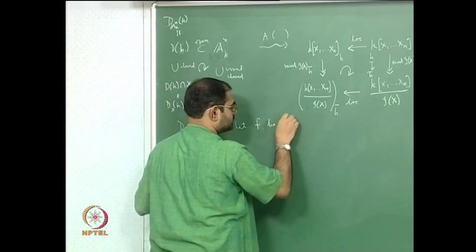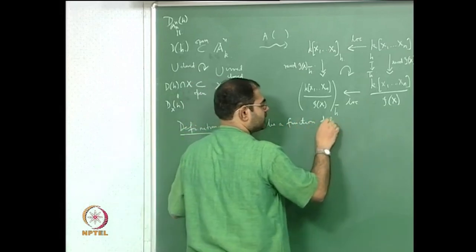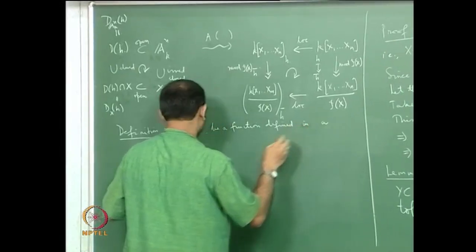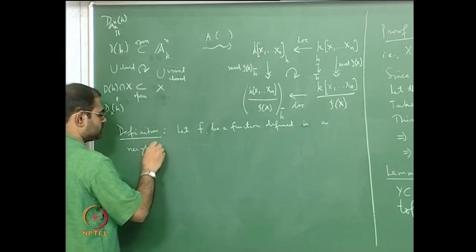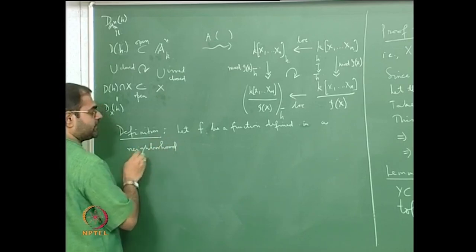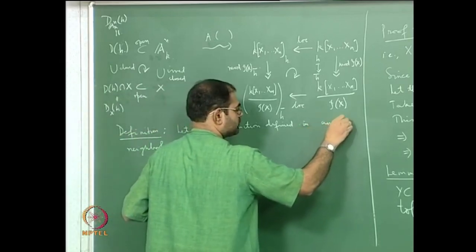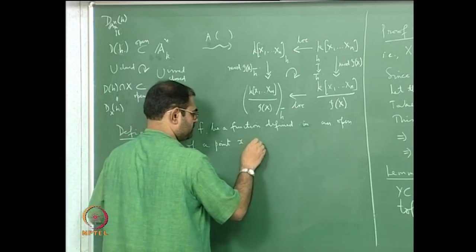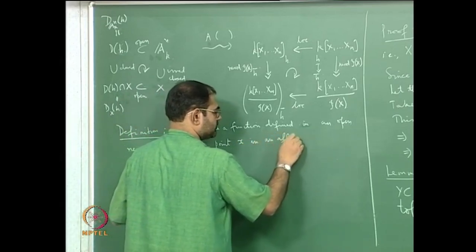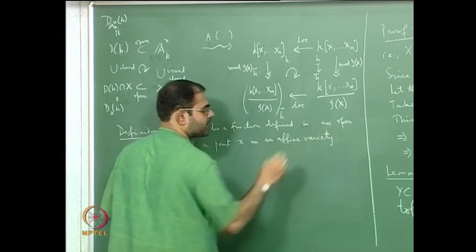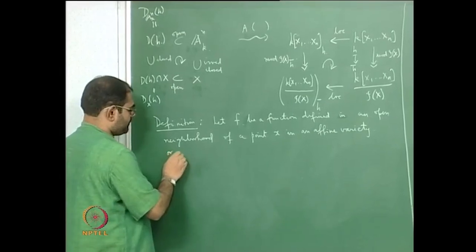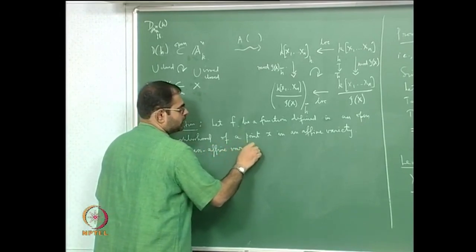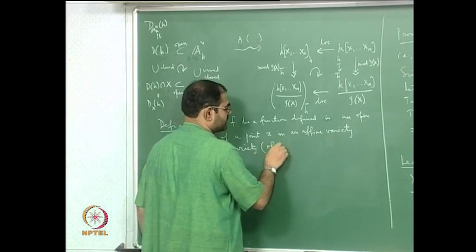Let f be a function defined in an open neighborhood of a point x in an affine variety, or a quasi-affine variety. A quasi-affine variety is just an open subset of an affine variety.